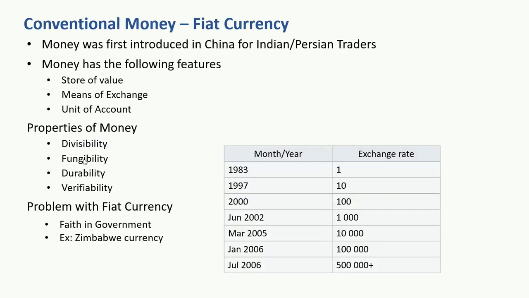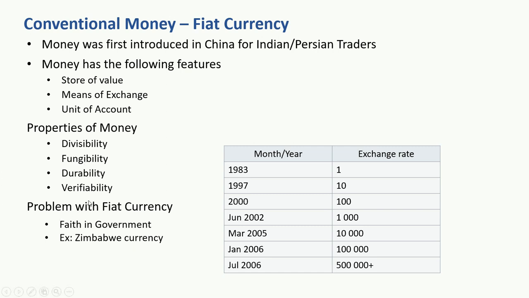Fungibility: it doesn't matter whether he's doing a cancer service or whatever. He can do a service, get the money, and spend it whenever he thinks he needs to. So that is fungibility. Durability: unless we throw the currency into water or it suffers some physical damage, it is going to be durable for at least 100 years or so.